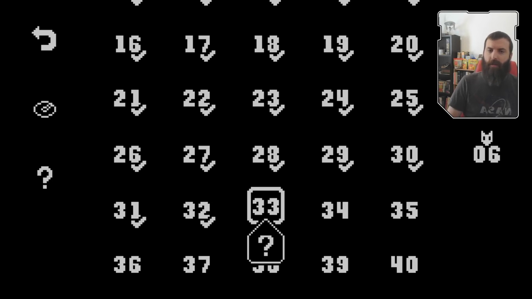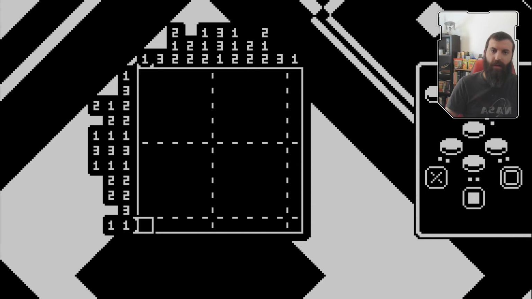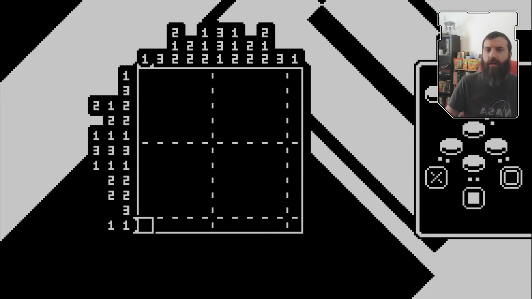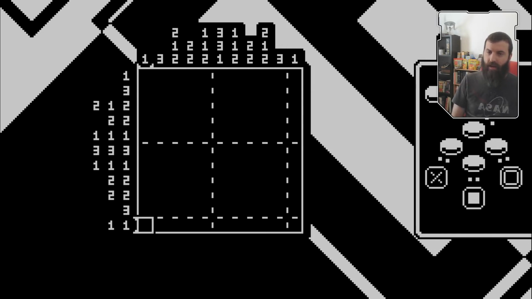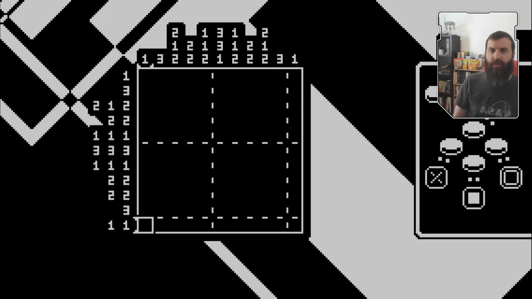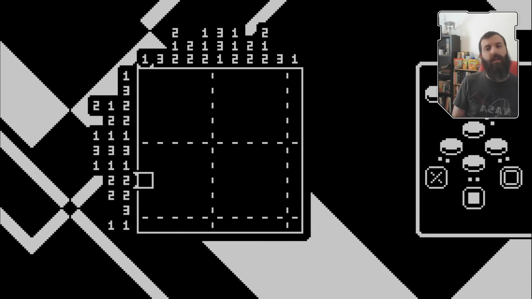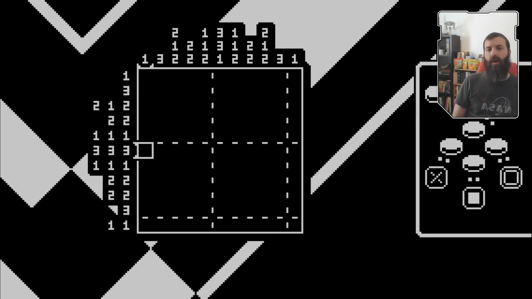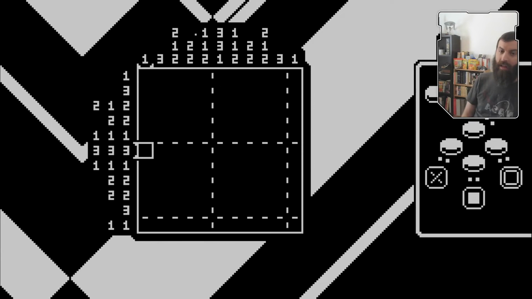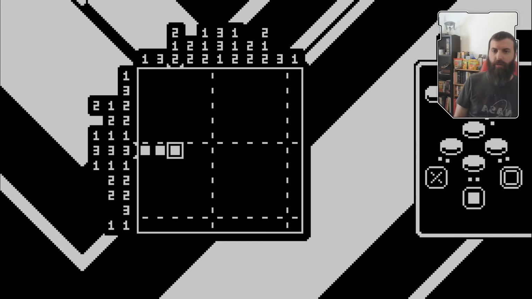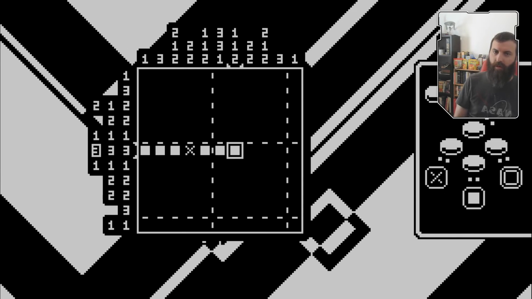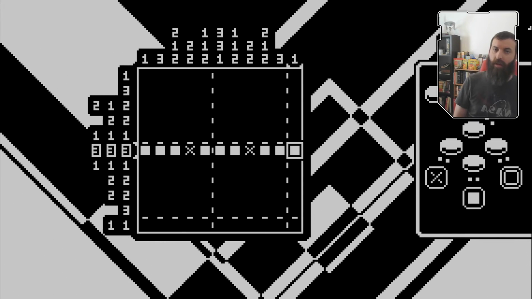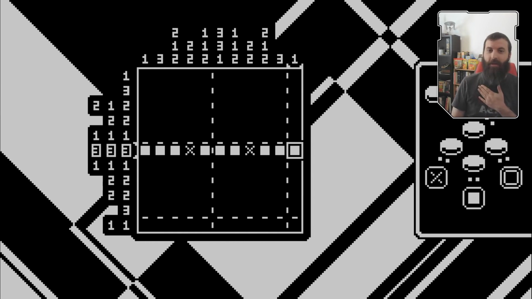Alright, on to Nonogram 33. Alright, we've got 11 tall and 11 wide. Do we have anything that even comes close to spanning it? No. Alright, so 9, 11. So 1, 2, 3, space, 1, 2, 3, space, 1, 2, 3. That's our starting point.